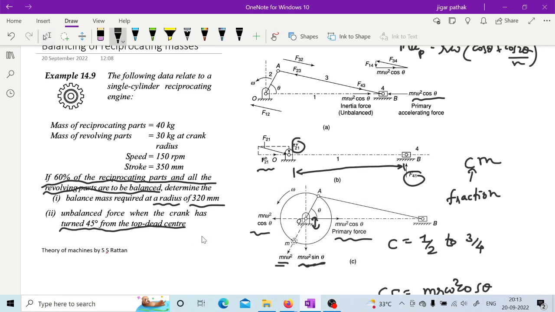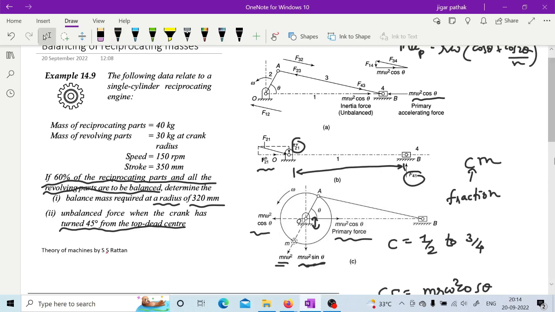See, wheel balancing is not a case of reciprocating balancing. Wheel balancing is the case of rotating unbalance, and rotating masses can be fully balanced. Are you getting what I am trying to say? As we have seen earlier, in case of rotating unbalance we achieve almost full balance, but in case of reciprocating unbalance it is not possible. That is the point.